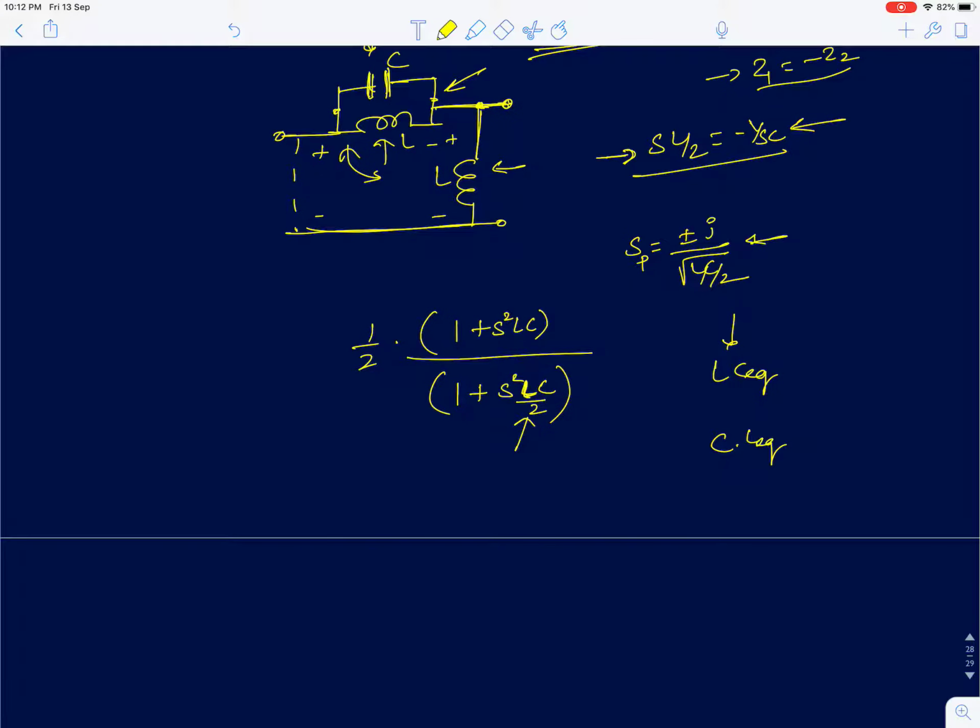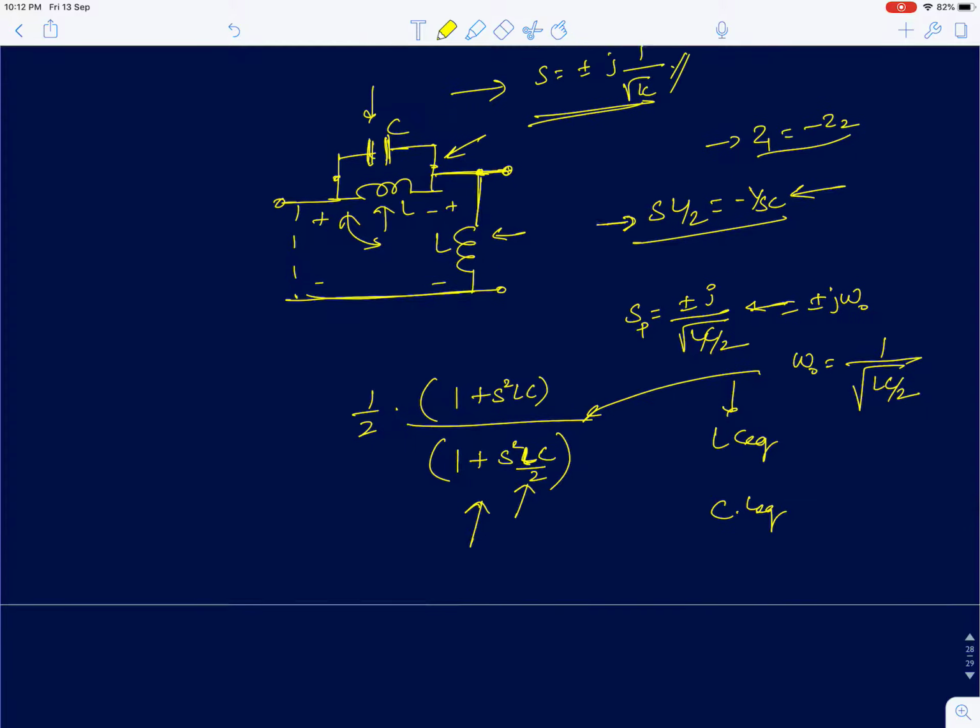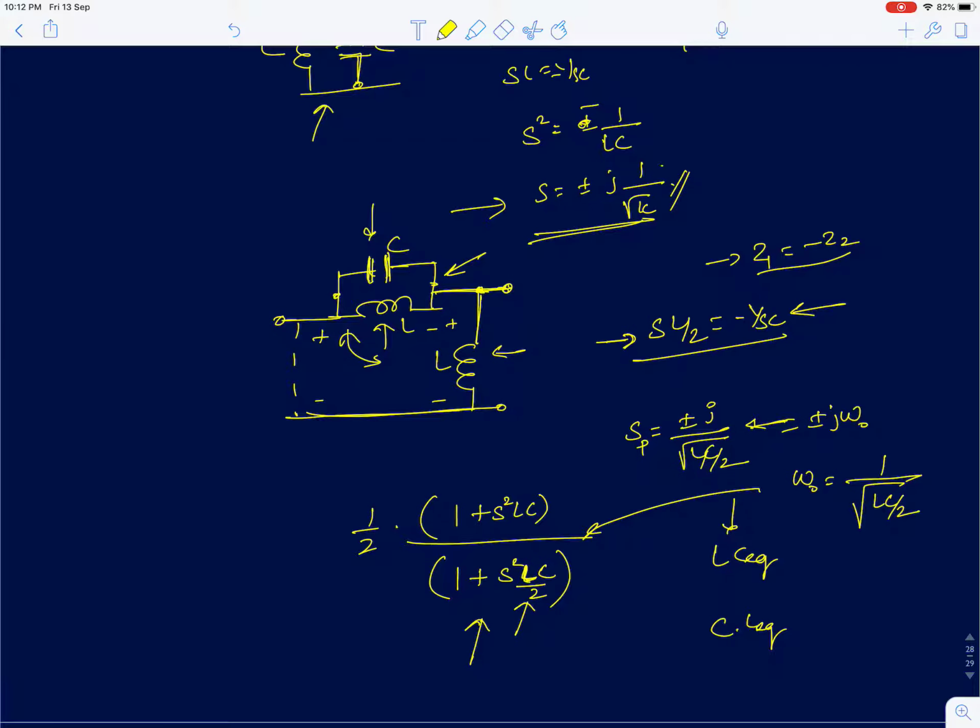Okay. So this is SP. The omega P, the resonant frequency, I am going to call omega naught. So this is equal to plus minus j omega naught. So omega naught is equal to 1 by root of LC by 2. And we already said the transfer function is of this form, 1 plus s by omega naught the whole square, and you can simply substitute it here. Similarly for the zero, I didn't mention it explicitly, but this is equal to plus minus j omega z, and therefore omega z will be simply equal to 1 by root of LC.